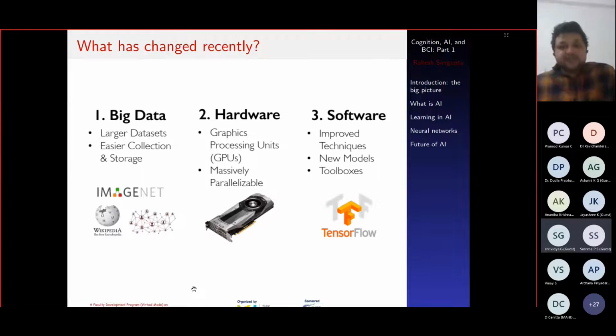And of course, software has improved considerably. Newer models, newer toolboxes. In fact, those of you who are interested in just starting out with deep learning or other kinds of neural networks, you can check out Google's TensorFlow. It's freely available. You can tweak it. You can even make simpler models by yourself.